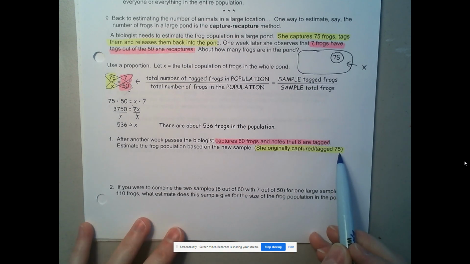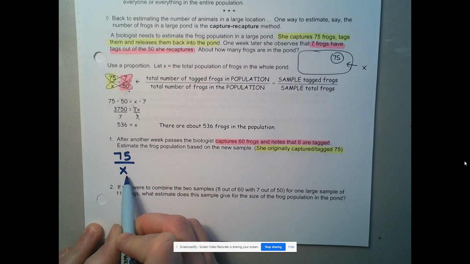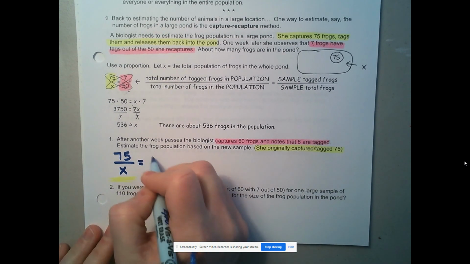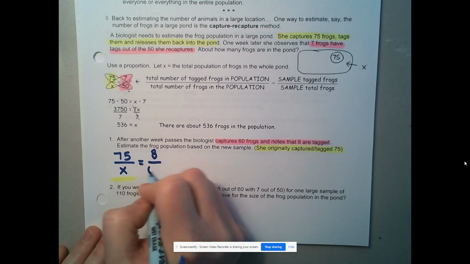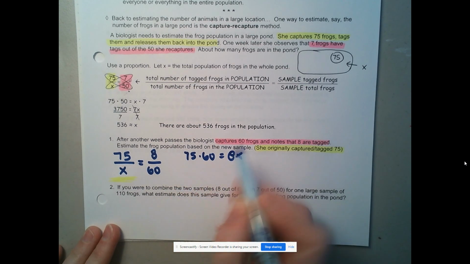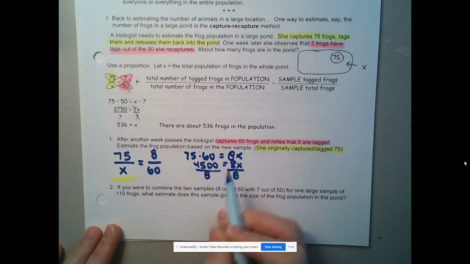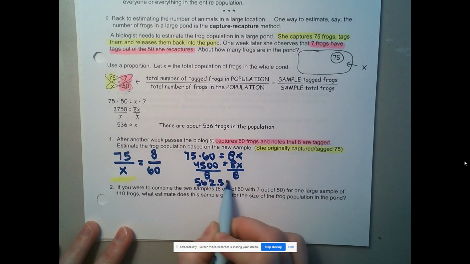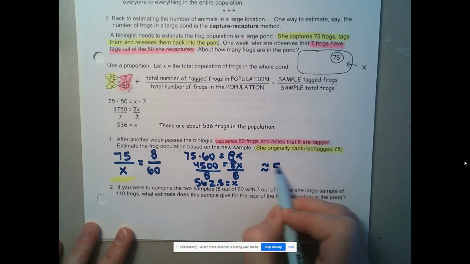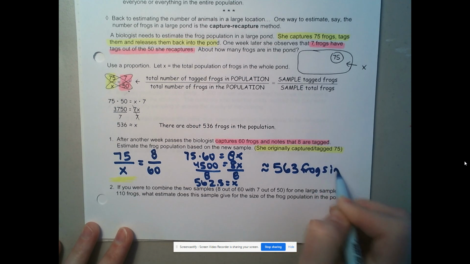So we're going to use the original 75 tagged. So we would say there are 75 tagged out of the population that we don't know, right? That's our yellow fraction. That's our original. And then we're going to say in our new sample, 8 had tags out of 60. So we would cross multiply 75 times 60 has to equal 8 times X. That's 4,500 equals 8X. Divide both sides by 8. We get 562.5 equals X. So we would say based on this sample, we think there's about 563 frogs in the pond.